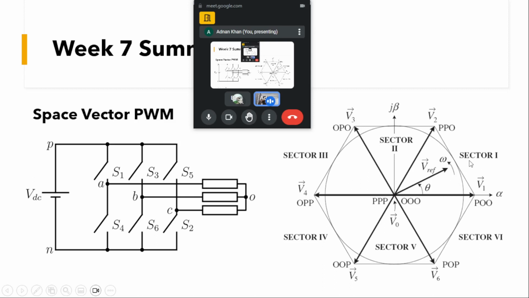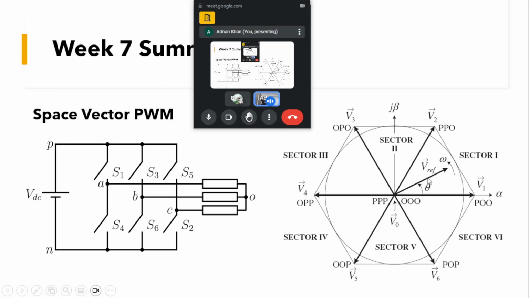sectors, you can see we have represented these different sectors as sector 1, sector 2, sector 3, sector 4, sector 5 and sector 6. You can see they form a hexagon. But with these switching states only, we are able to attain only these vertices of this hexagon. But what if we want to have a reference at any other point in any of these sectors? How can we have that?